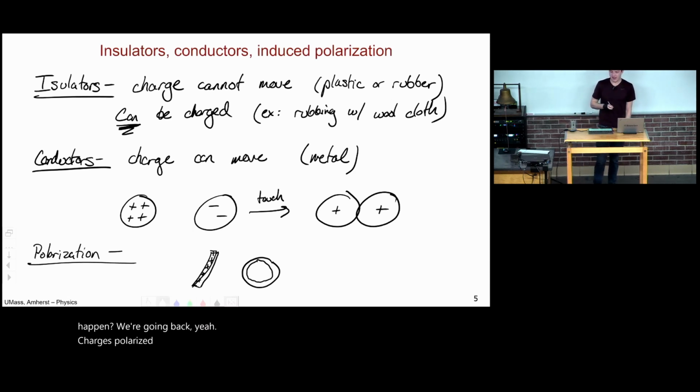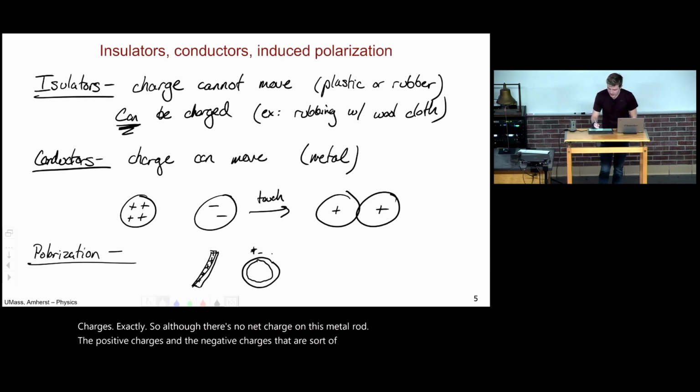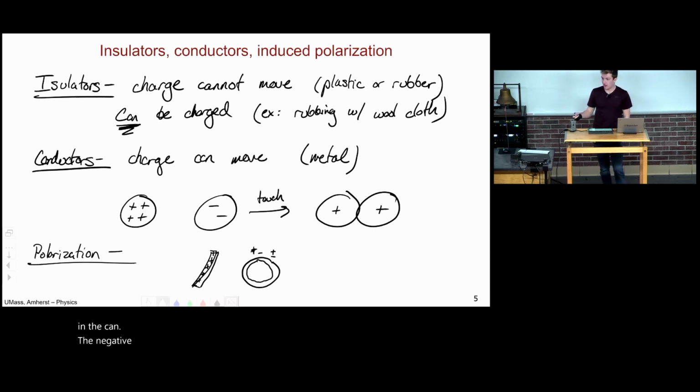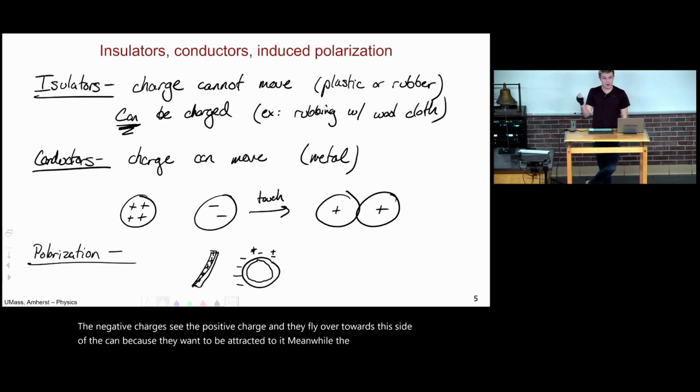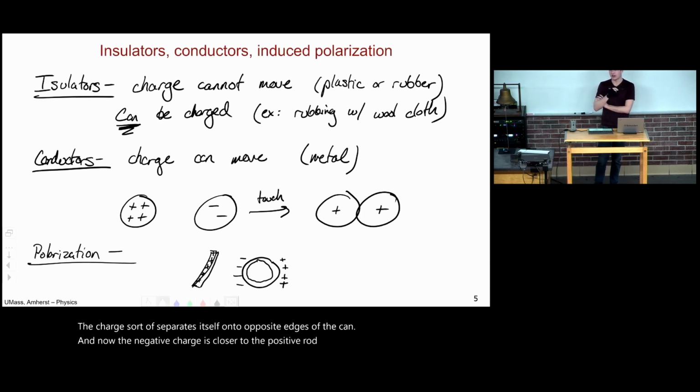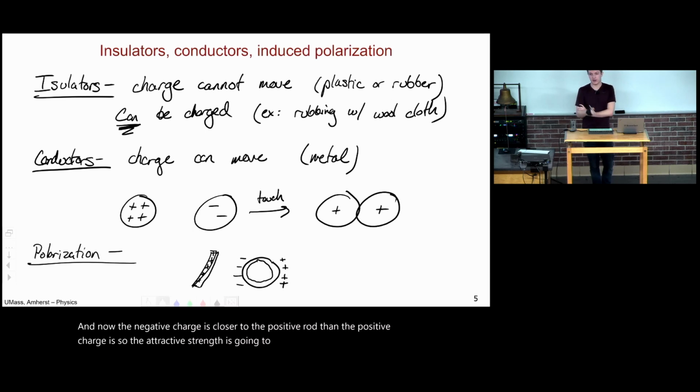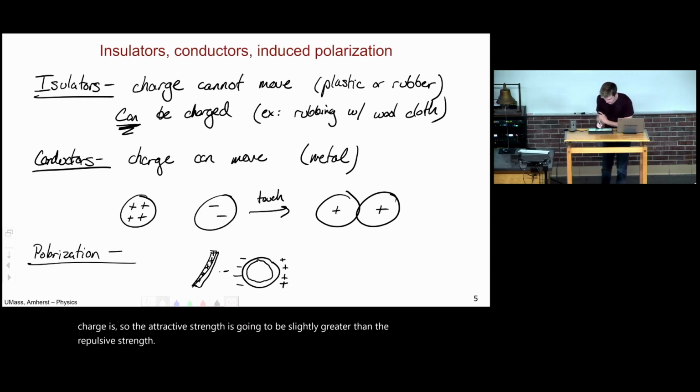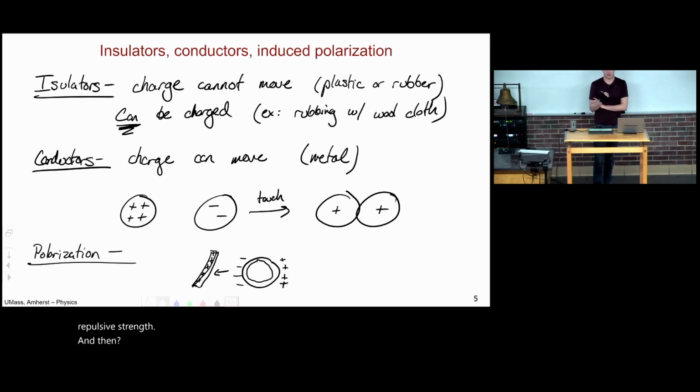Exactly. Although there's no net charge on this metal can, the positive charges and the negative charges that are floating around in the can, the negative charges see the positive rod and they fly over towards this side of the can because they want to be attracted to it. Meanwhile, the positive charges are repelled by the positive rod. So the charge separates itself onto opposite edges of the can. And now the negative charge is closer to the positive rod than the positive charge is. So the attractive strength is going to be slightly greater than the repulsive strength, and then the can rolls towards the rod.